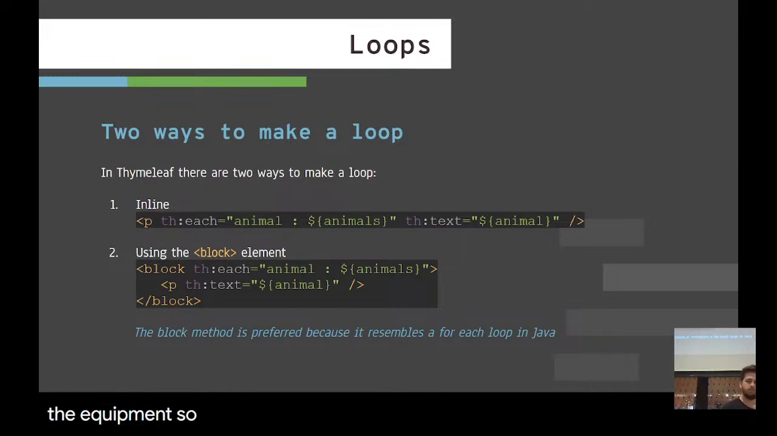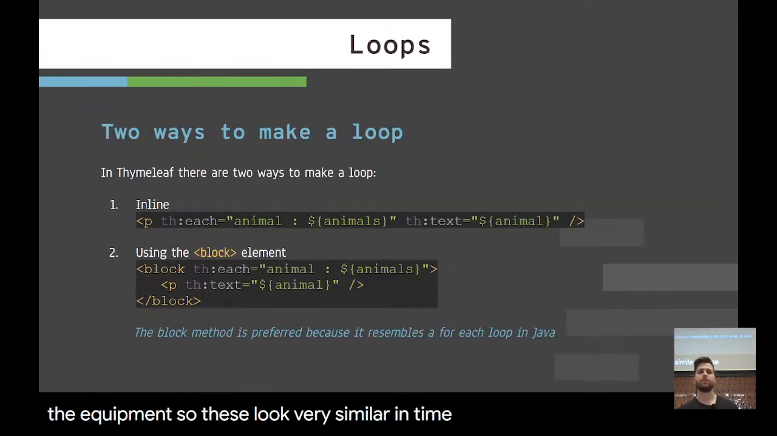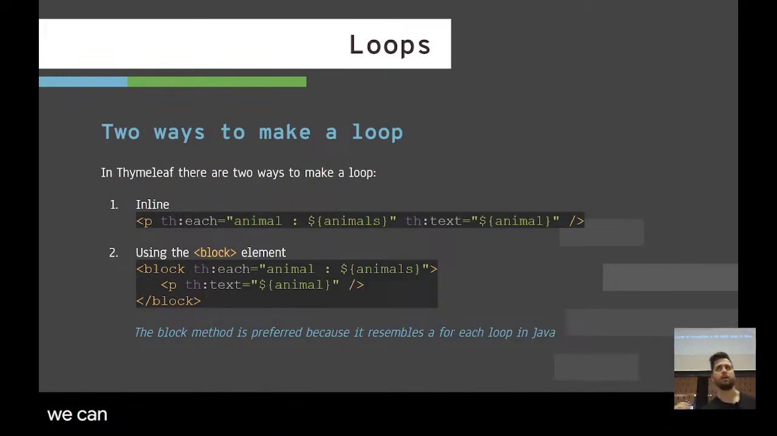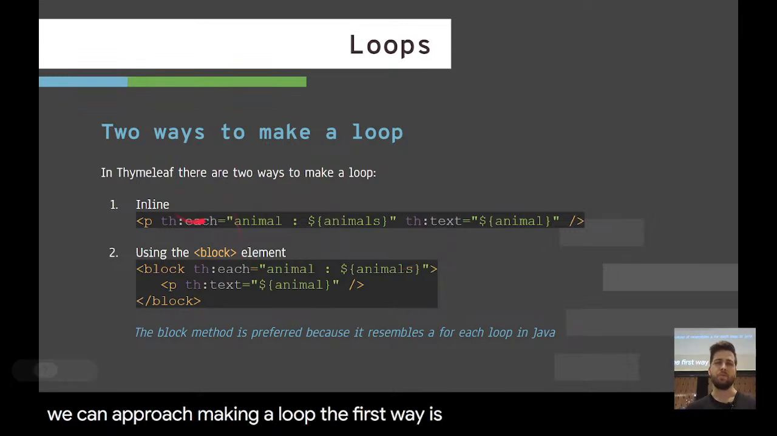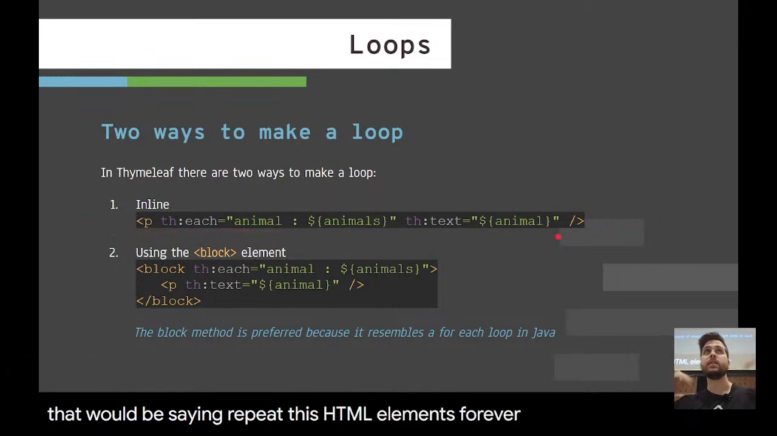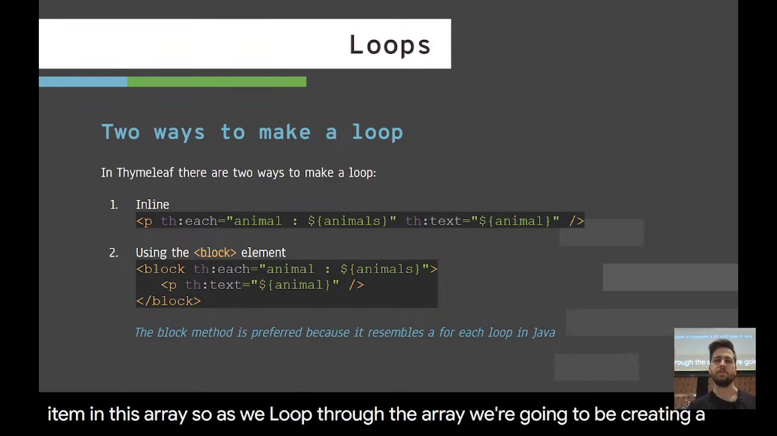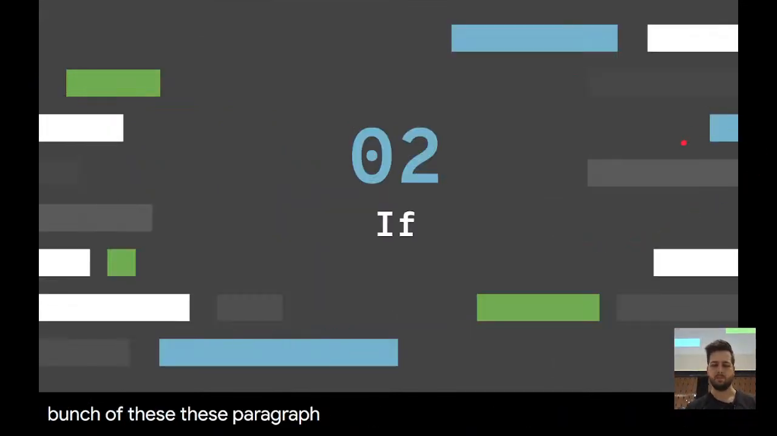So these look very similar. In Thymeleaf, there's two ways that we can approach making a loop. The first way is basically the last example, and that would be saying repeat this HTML element for every time that there's an item in this array. So as we loop through the array, we're going to be creating a bunch of these paragraph elements.